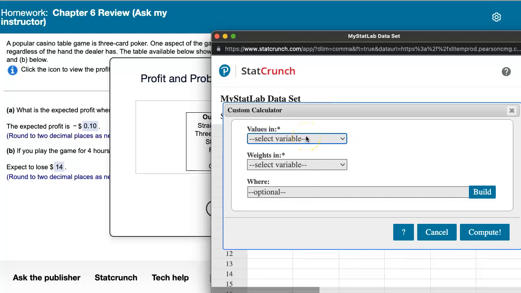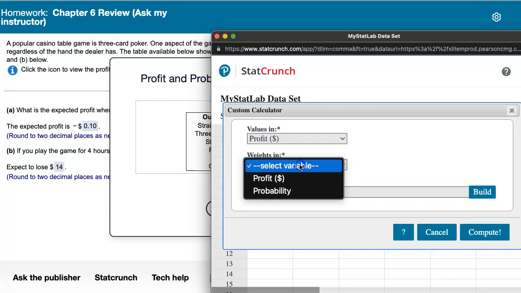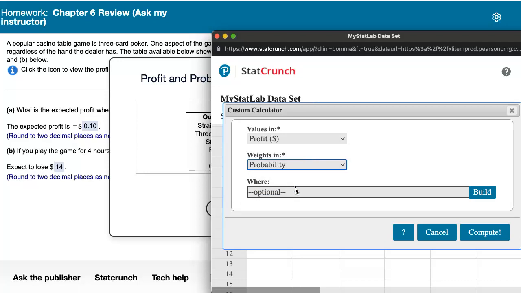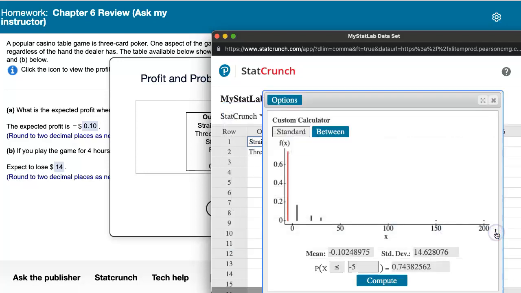And here we're going to take the values, those are those x values of the random variable. They're listed as profit in my table. And we're going to think of the probabilities like weights. So I'm going to select probability for where the weights are, and then I will compute. Out of all this information presented, the only thing I really need here is the mean. The mean of this custom calculator is the same as the expected value.